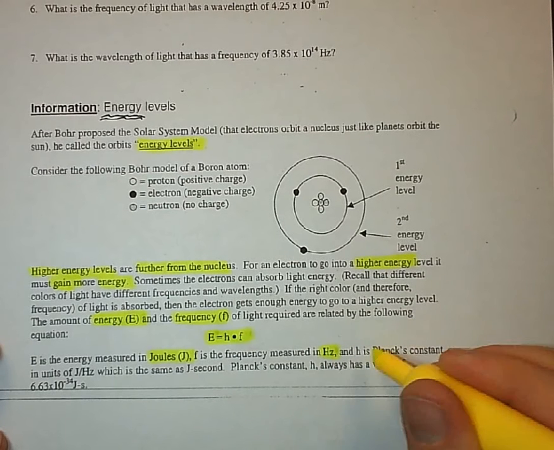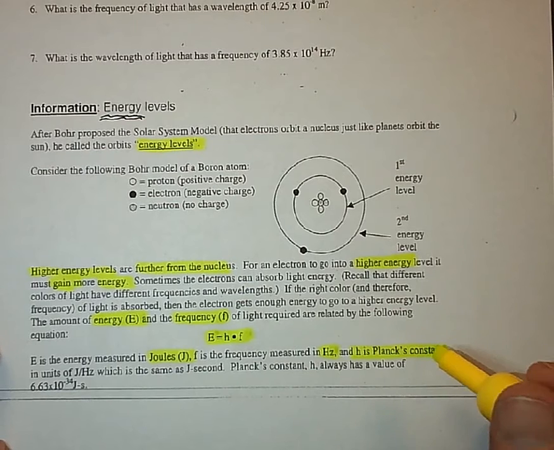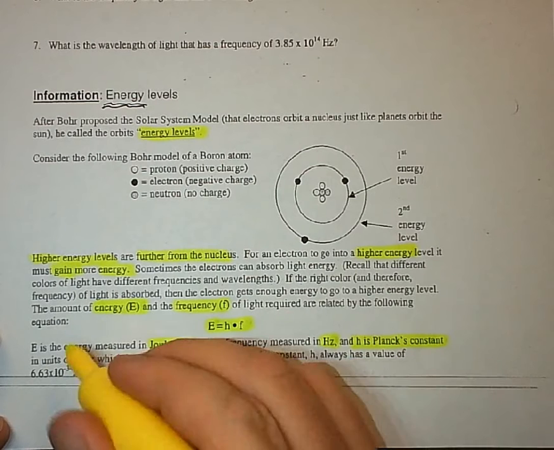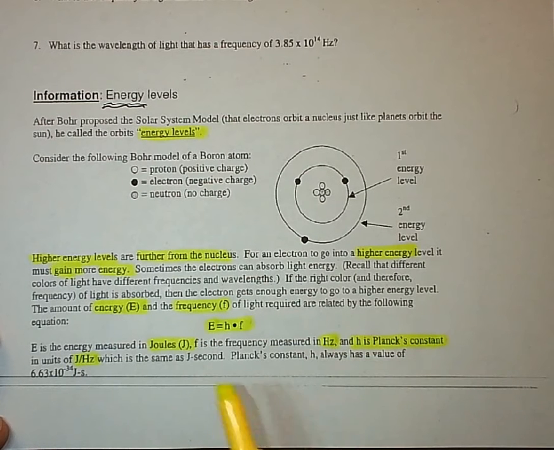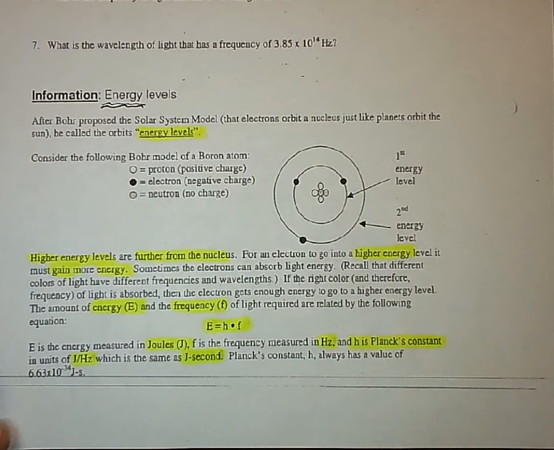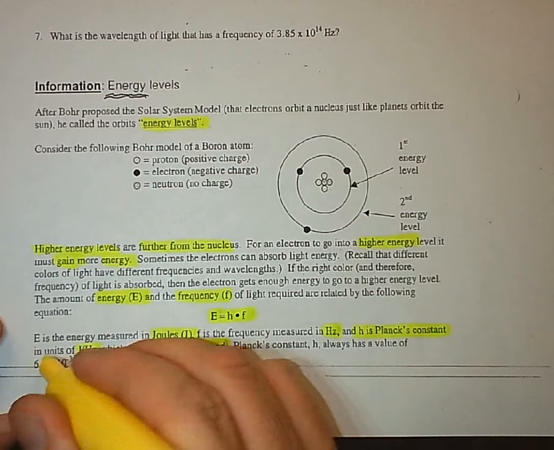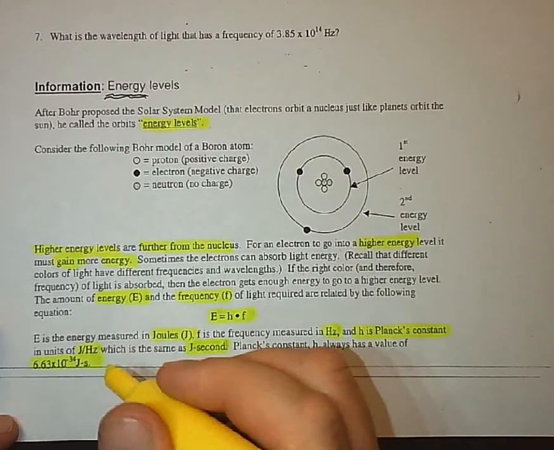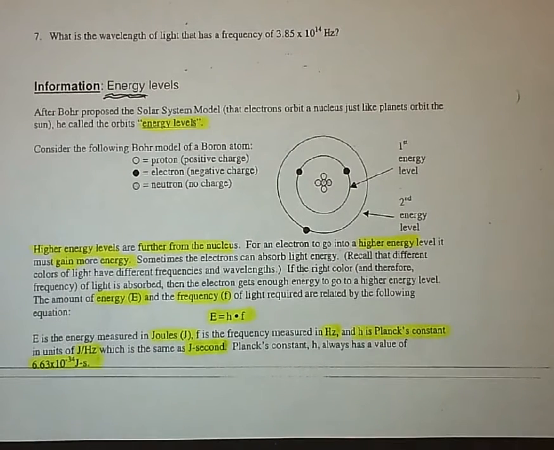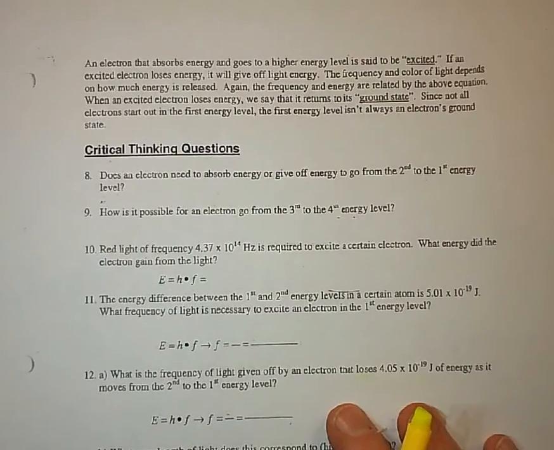And then there's also H, which is Planck's constant. This is just always a number. Planck's constant we measure in joules per hertz, which is the same as a joule second. Planck's constant is 6.63 times 10 to the negative 34th joule second. So we have that highlighted. Now we're going to move on to the back and do some problems. But not yet. First, we're going to continue reading.